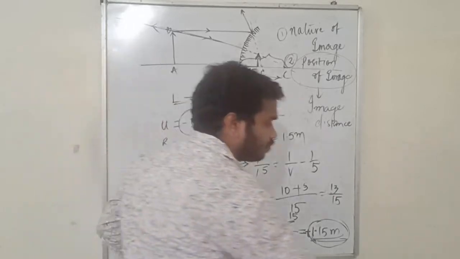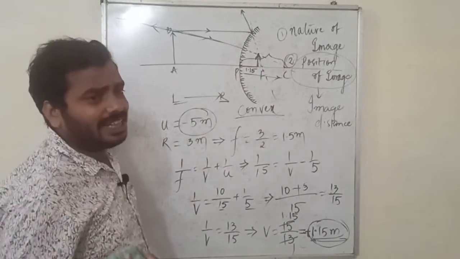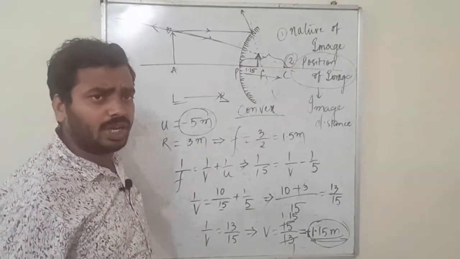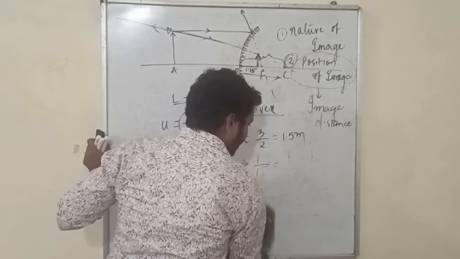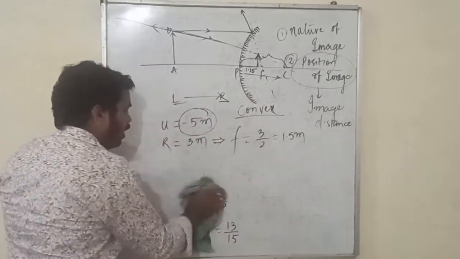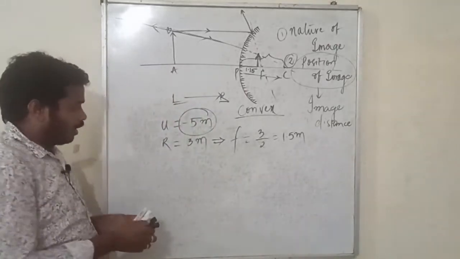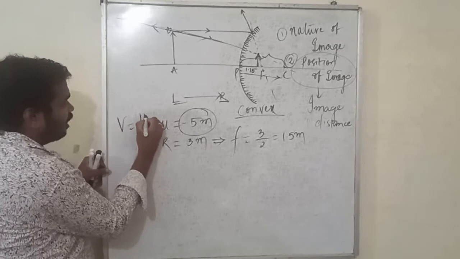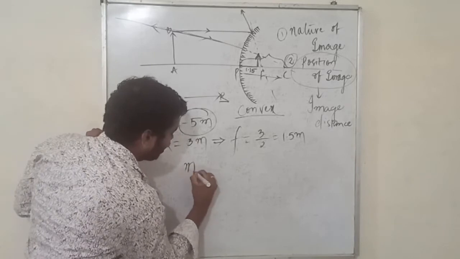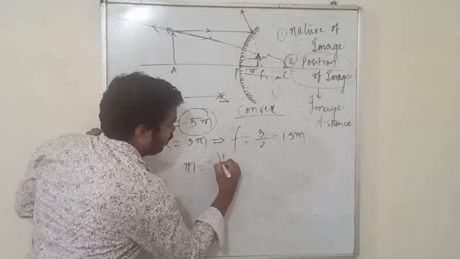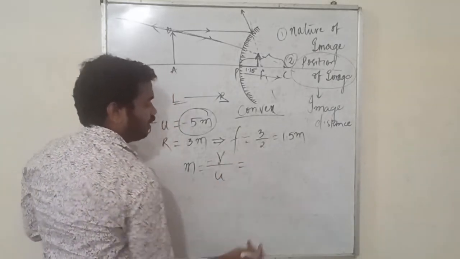Next to that, we shall try to find out the nature of the image. I already told you the nature of the image can be found out using magnification. Try to remember this. Whenever you are asked to find out the nature of the image, try to focus upon magnification. And we have obtained v as 15 by 13, right? So let it be like this. The magnification formula is minus v by u. So we shall try to substitute.